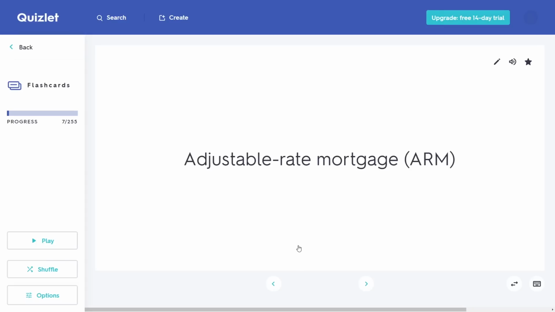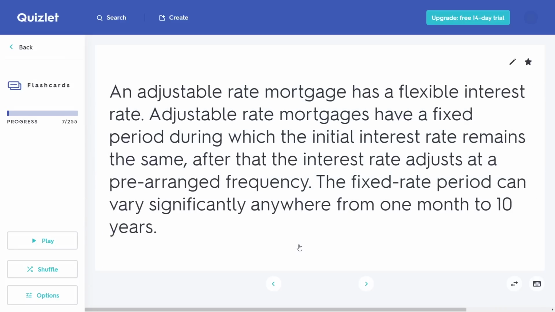Okay, so hopefully you guys know what a regular mortgage is. But basically, an adjustable rate mortgage has a flexible interest rate. It has a fixed period during which the initial interest remains the same, and then after that the interest rate adjusts at a prearranged frequency. The fixed rate period can vary significantly.